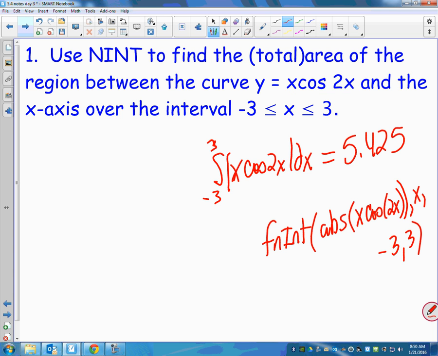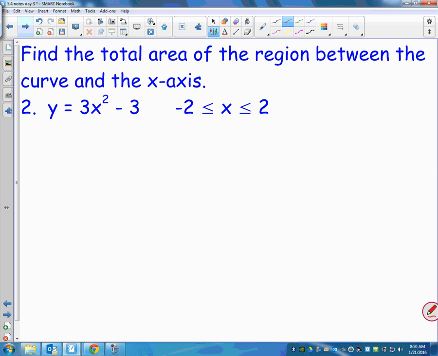Okay, so that's one of the ones with a calculator, but we also want to do the ones without. It says find the total area of the region between the curve and the x-axis. So y equals 3x squared minus 3 from -2 to 2. Step 1, you have to find the zeros of that. So not a calculator. How do we find the zeros of something? You set it equal to 0. The zeros are when y equals 0, when it crosses the x-axis.